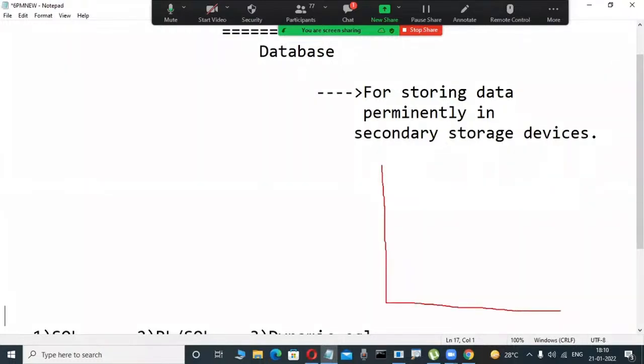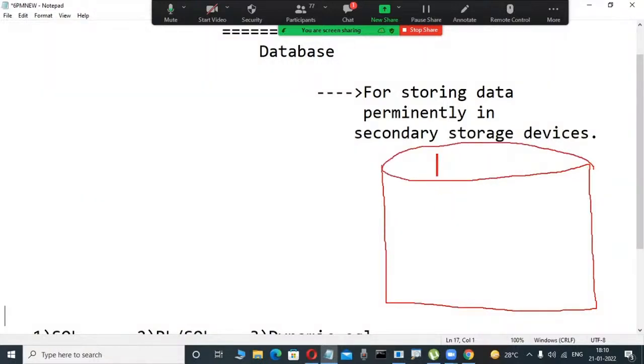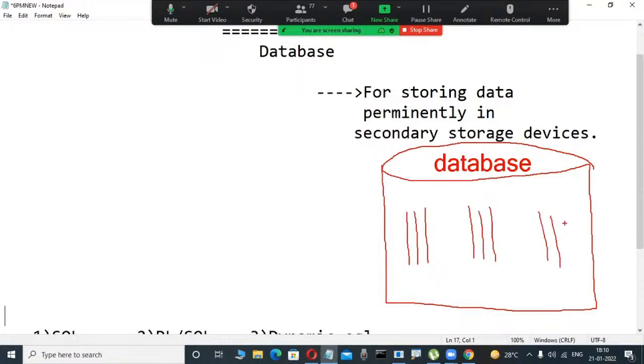These relational databases do not store a random collection of data. They only store a structured collection of data. Yesterday I told you, suppose this is an Oracle database. Databases mean some place. Observe here: a structured collection of data is stored in this place, in an organized fashion only.